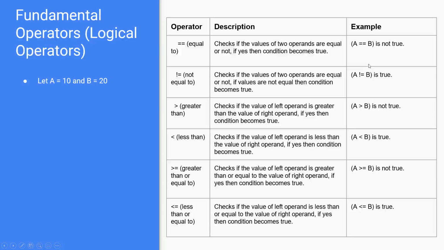And a lot of times these comparators are used in if statements. They could be used in other types of structures, but you'll see them almost always used in if statements. A is greater than or equal to B returns false, and A is less than or equal to B returns true.